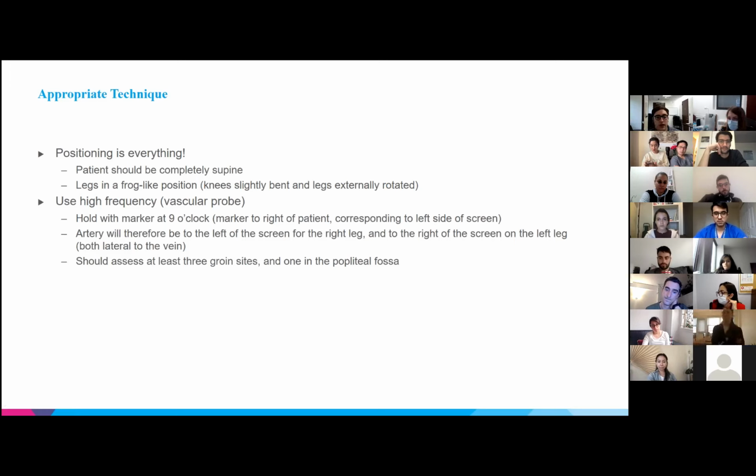And that's important, so that way by using this same technique, you'll be able to say which side should be the artery, which should be the vein. And so on the right, the artery is going to be to the left of the screen, which is the lateral aspect of the patient. And on the left leg, the artery will be to the right of the screen. So both will be lateral to the vein in relation to the patient. And so you want to assess at 3 groin sites and then 1 in the popliteal fossa.